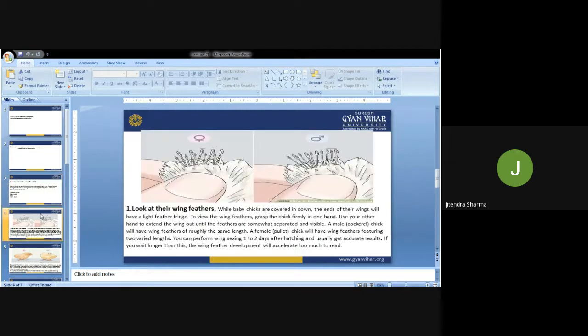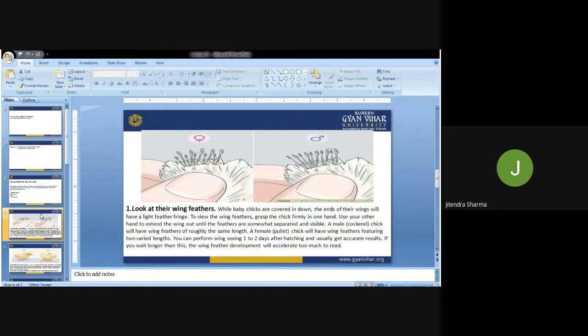So first we'll have a look at their wing feathers. Here in the pictures on the screen, you will see the clarity that in the female birds there is dissimilarity as far as the growth of feathers is concerned, whereas in the case of the male, the feathers have similarity in growth. While baby chicks are covered in down, the end of their wings will have a light feather wing fringe.